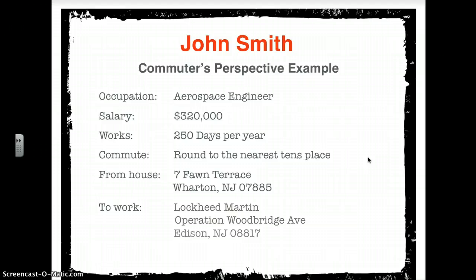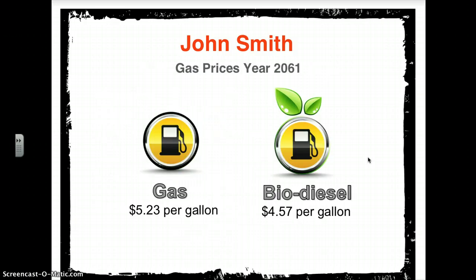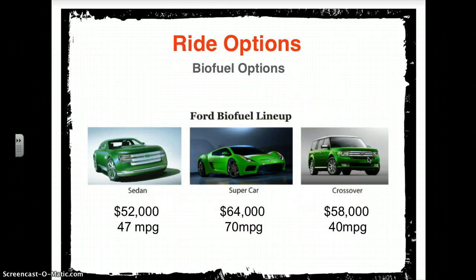So here we have a gentleman named John Smith. His occupation is an aerospace engineer. His salary is $320,000 a year. He works 250 days per year, and the commute should be rounded to the nearest tens place. And then we provide an address so students can go and figure out how many miles per year. We also give them the gas prices, projected gas prices for year 2061 for both.